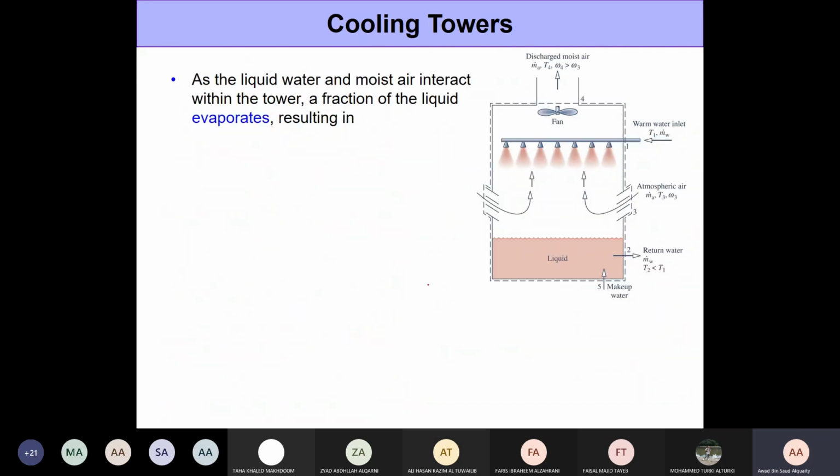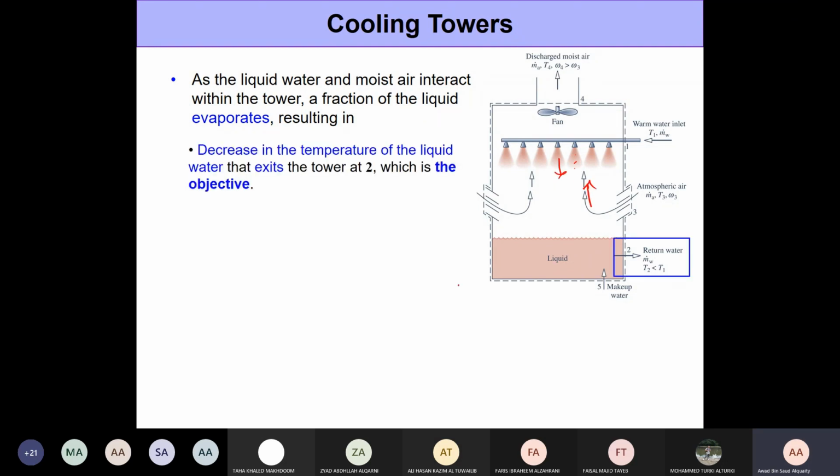Okay, so again, let's have a look at this. We said the water that's coming in as liquid droplets is interacting with the air. Evaporation does occur, because some part of the water that we sent in is getting evaporated. Typically, less than 2% of the liquid water gets evaporated.